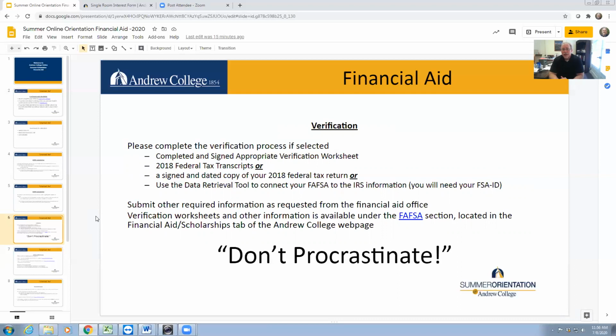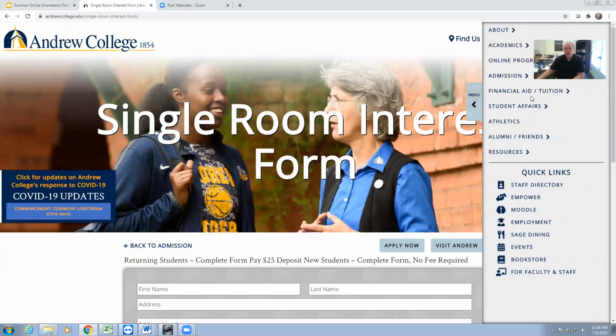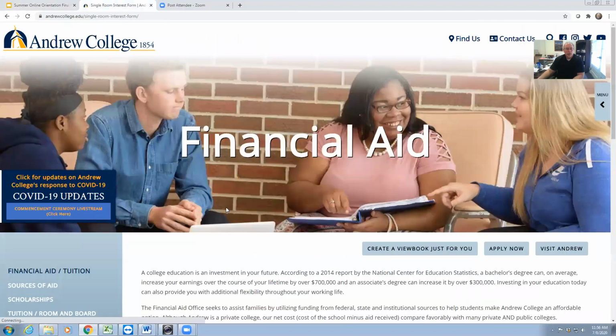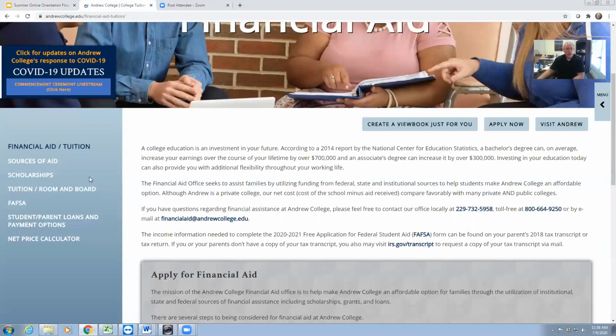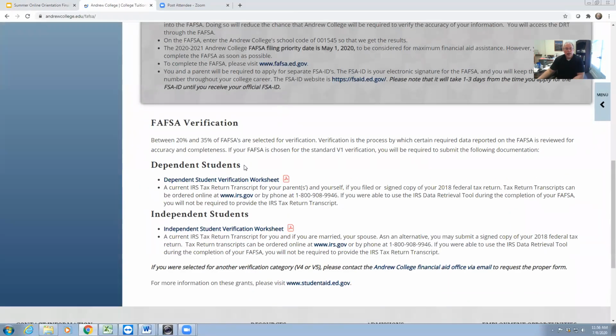Now, to complete the verification process, we'll need the completed and signed appropriate verification worksheet. Again, going back to the Andrew College website, if you go to financial aid and tuition, if you go to the FAFSA, you'll see verification, you'll see a copy of the dependent and independent student verification worksheets. The appropriate worksheet would need to be filled out.